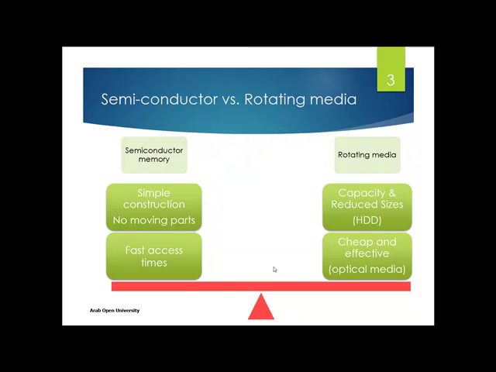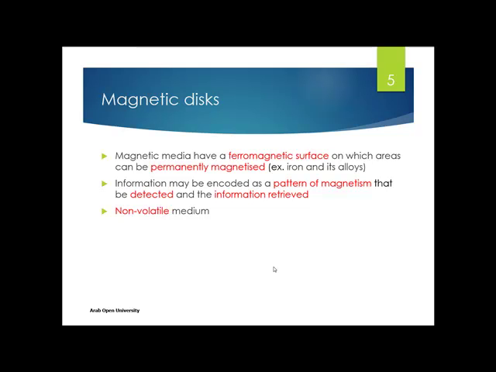So let's start first with the rotating media, in particular the hard disk drives and magnetic disks. Magnetic disks have what we call a ferromagnetic surface on which areas can be permanently magnetized. The information is encoded on this surface as a pattern of magnetism that can be detected, which is very important to read the information and thus make it retrievable. So this is considered a non-volatile medium compared to volatile media such as RAM, as you know well.